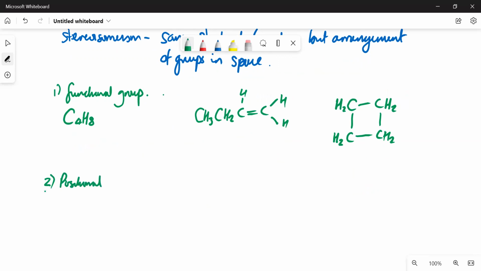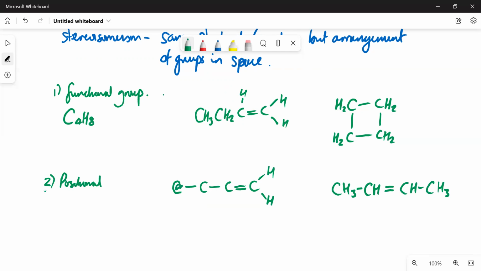This is where they have the same functional group and the same kind of carbon skeleton, but the functional group is in a different place. A good example of that would be if you had but-1-ene here, where the double bond is between 1 and 2, and but-2-ene. I'll draw that like this. But-2-ene. So that's but-1-ene and but-2-ene.